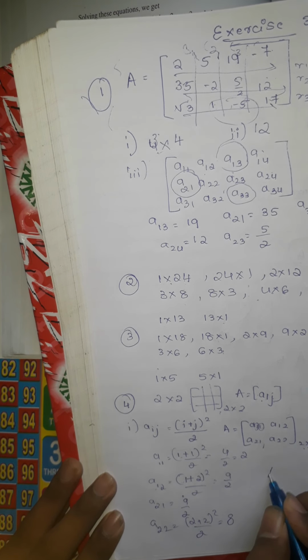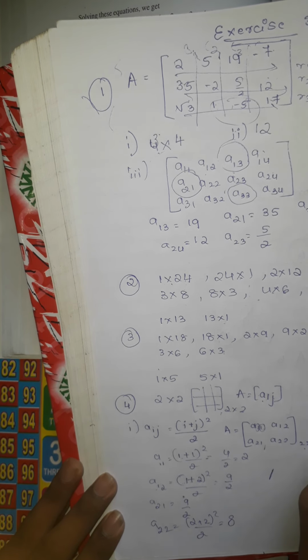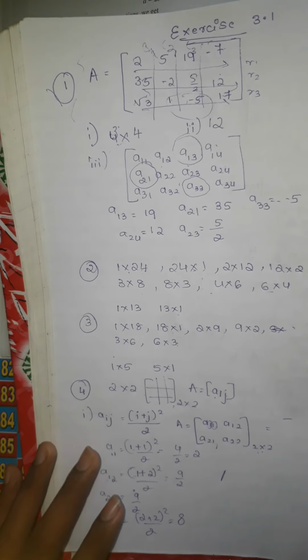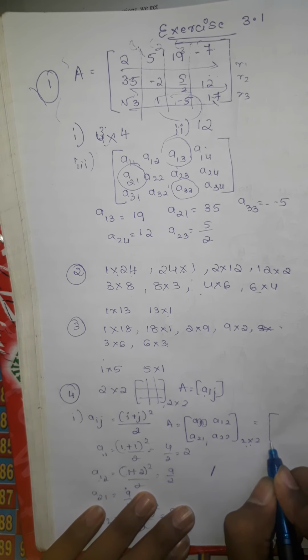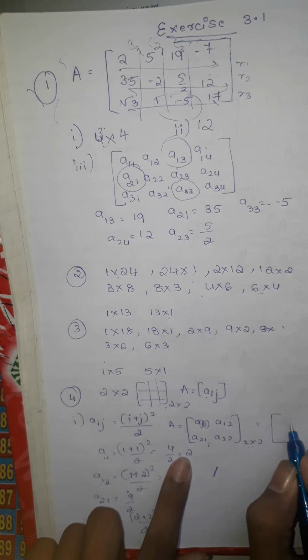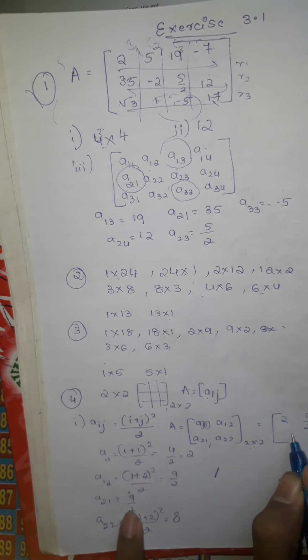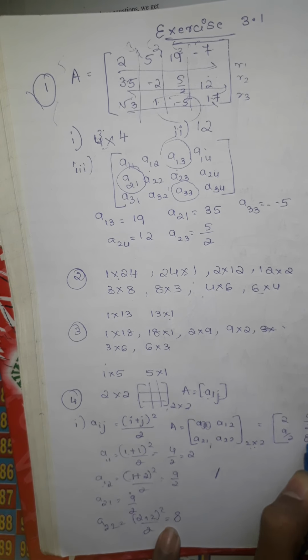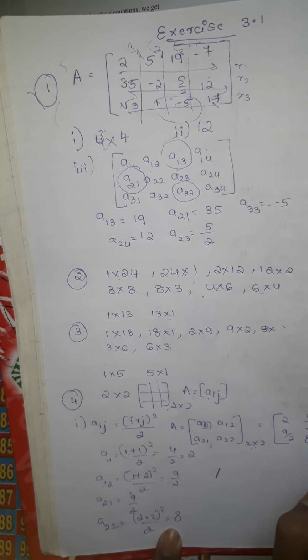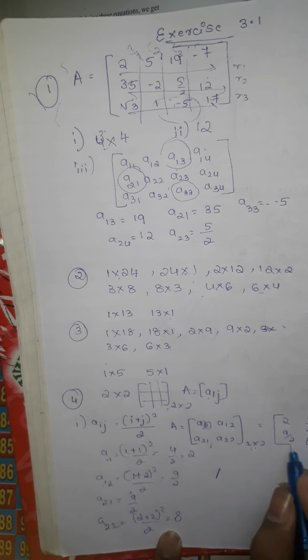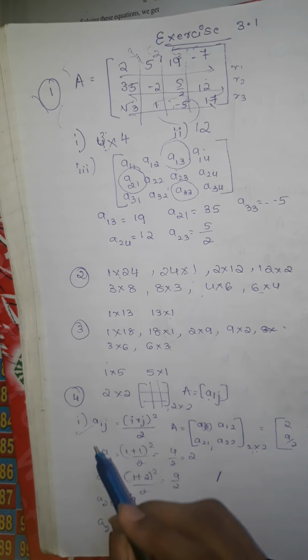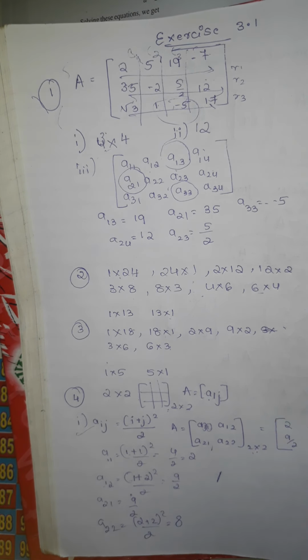So afterwards you have to write in this form: that is the value of A. What was this equal to? This was equal to: write the elements, first 2, next it was 9 by 2, next again 9 by 2, and this is 8. This is the matrix of order 2 × 2, which has 4 elements. This condition is satisfied, where you need to substitute. Okay, so we'll go to the next question.